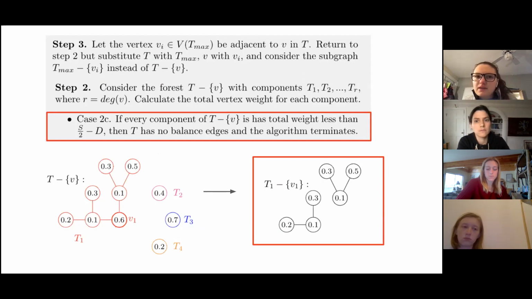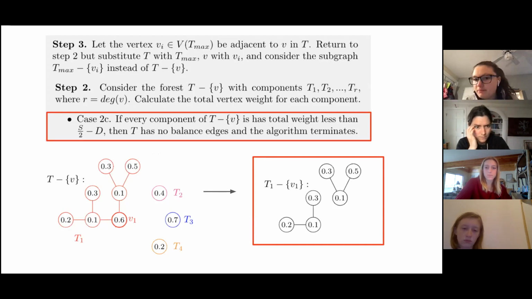And we do the same thing, but with this vertex and this component now. So we remove the vertex V1 and we look at the components of the component T1. So if all of these components have total weight less than the minimum that we're willing to accept, then the tree doesn't have a balance edge.